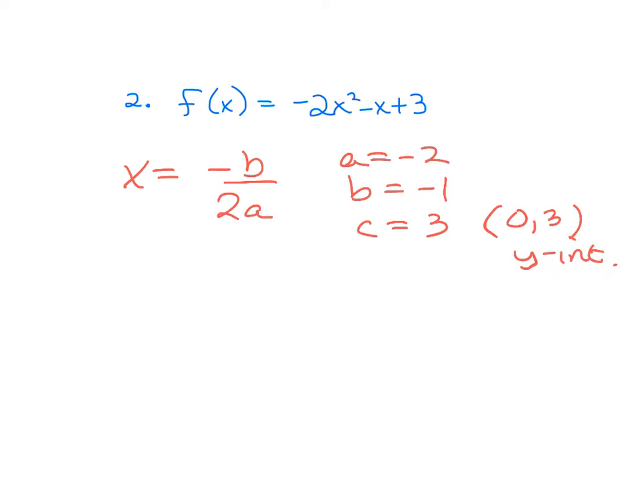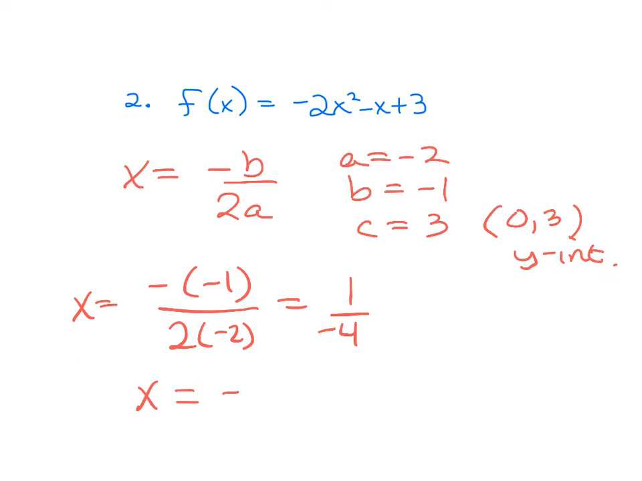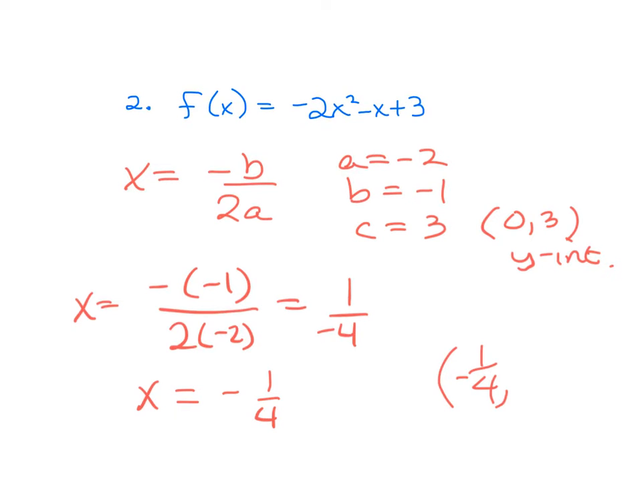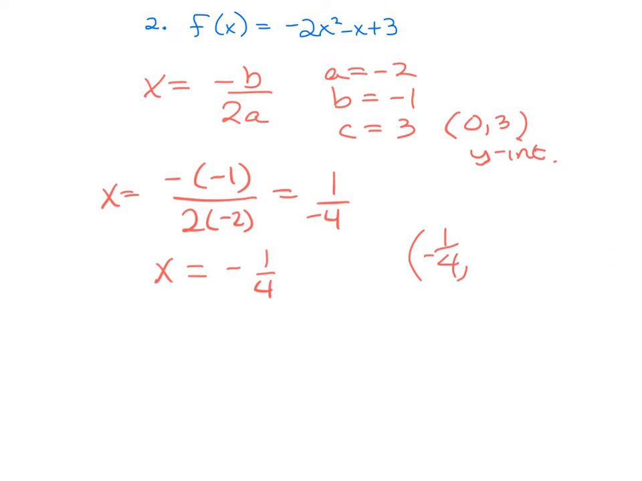So let's go ahead and find the vertex. Let's plug in the numbers. So opposite of b, or negative negative 1, over 2 times negative 2, so 1 over negative 4. So my axis of symmetry is x equals negative 1/4. This is also the x of my ordered pair for my vertex. I now need to find the y of the ordered pair. So I take that negative 1/4 and I plug it into the equation.